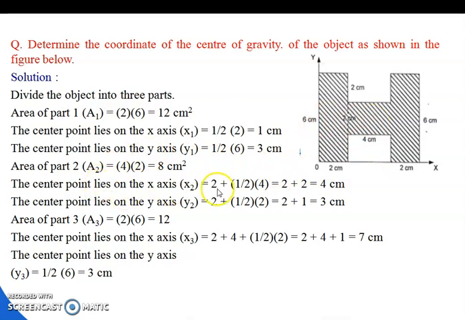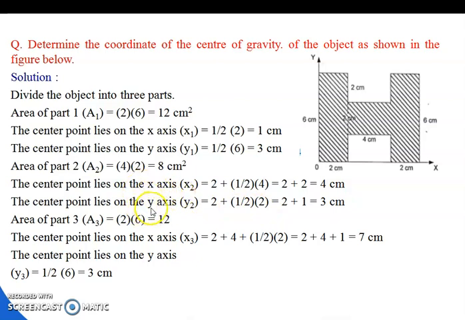So here we first have to find the CG distance of this section, then add the extra distance from our reference line. First we have the width section, that means half of the 4, and add this distance, which from this to this is 2 cm. So 2 plus half of the 4 equals 4 cm. So this is in the x-axis.